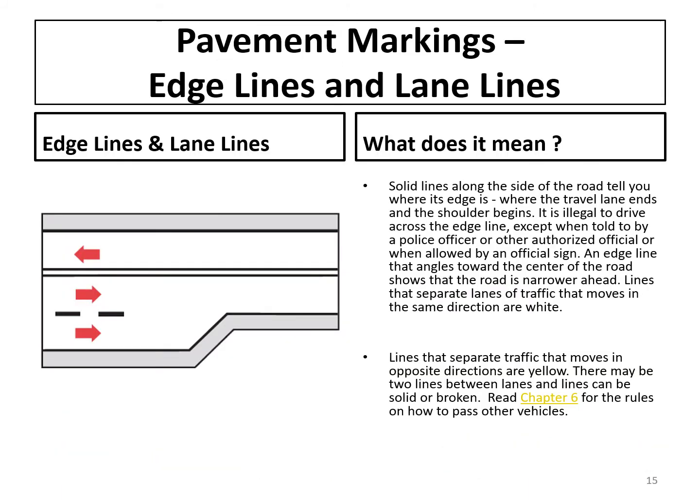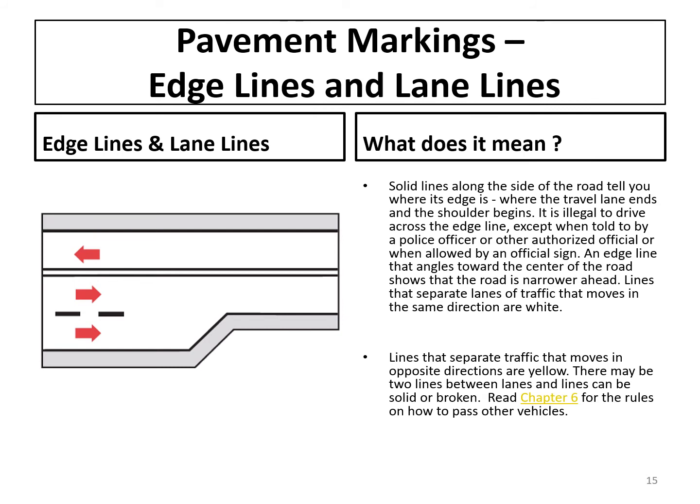Pavement markings, edge and lane lines, solid line. What does it mean? Solid lines along the side of the road tell you where its edge is, where the travel lane ends and the shoulder begins. It is illegal to drive across the edge line except when told to by a police officer or other authorized official or when allowed by an official sign.